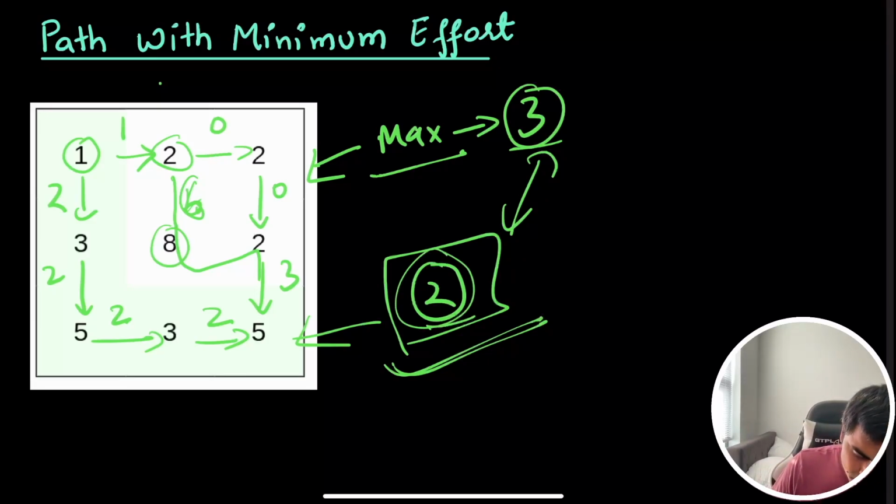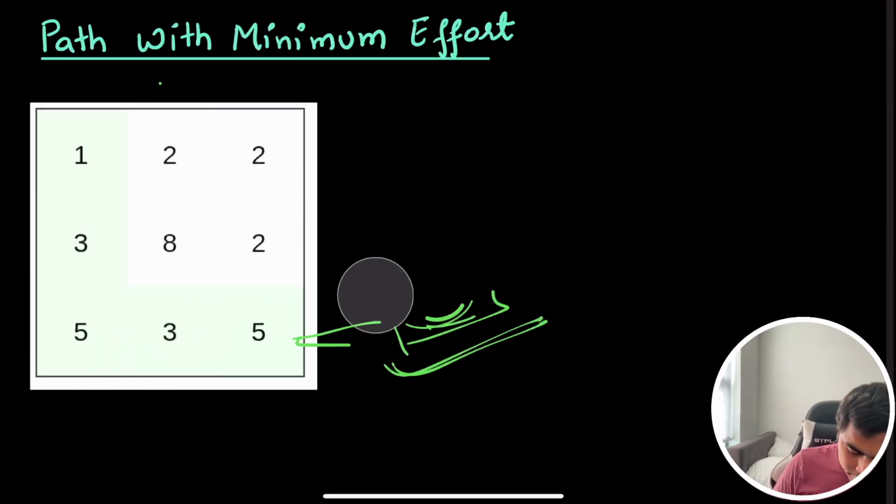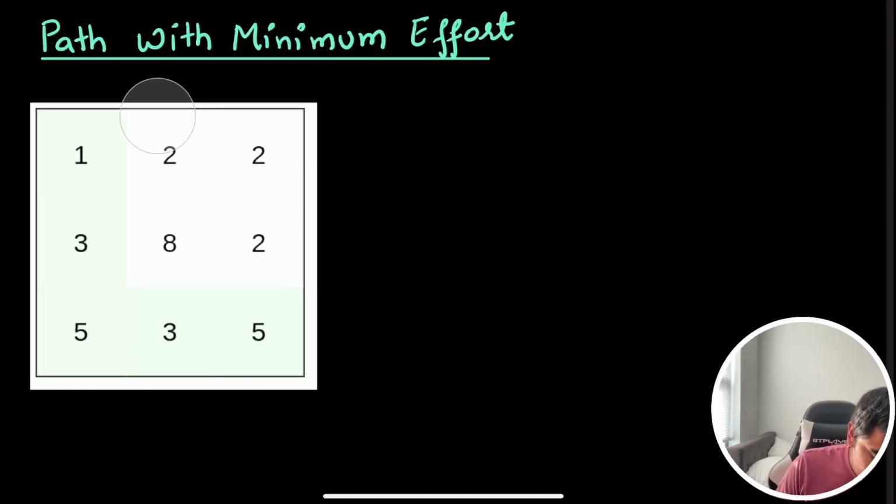Okay, so now since we have already covered Dijkstra's algorithm, what we will really be doing here is we're going to start at our top left element. That's the source element, or source node you can say, and we need to get to our destination, which is the bottom right element in our grid. And then we'll have a priority queue.